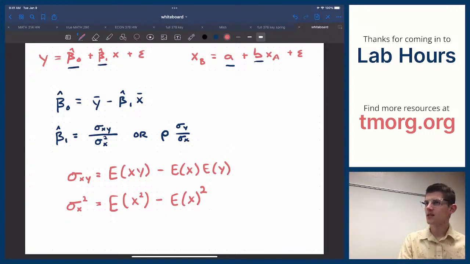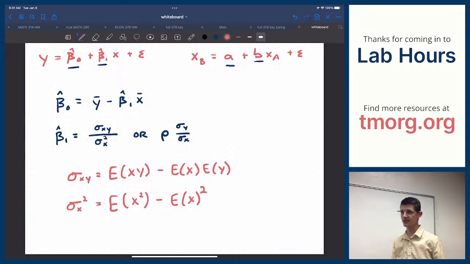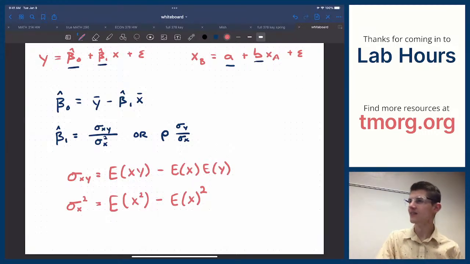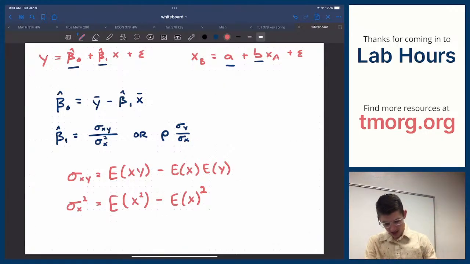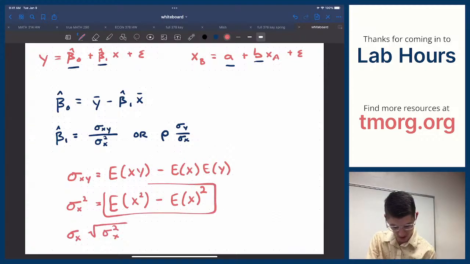Makes sense. These are the same formula. Just one of them has a y and the other one has a second x. Right? Isn't that nifty? Isn't that fun? Isn't that cool? I don't know. I think it's pretty nifty. And then of course, if I want to go from sigma squared x to just sigma x, I just take the square root of sigma squared of x, which has its formula right there.